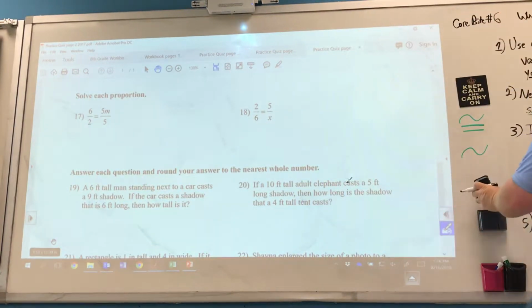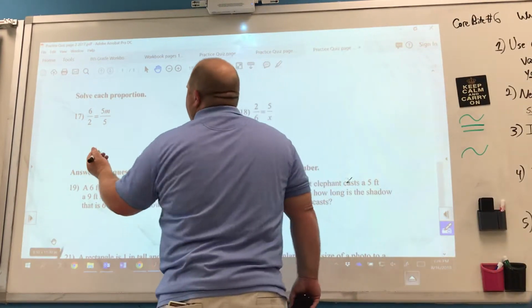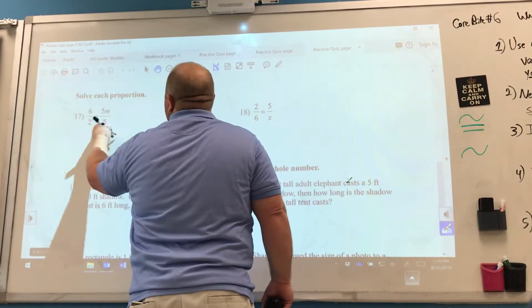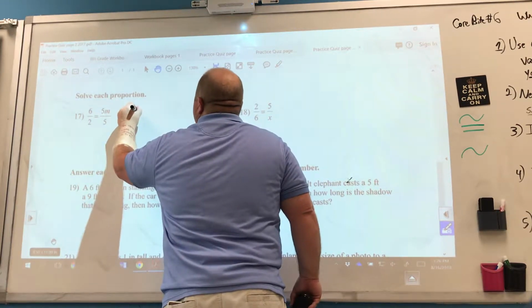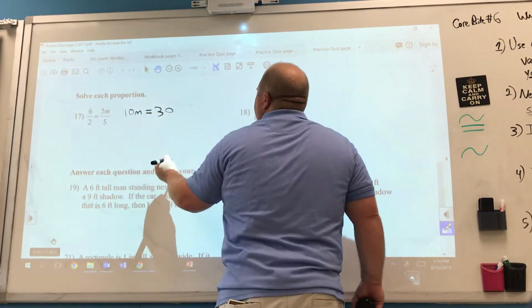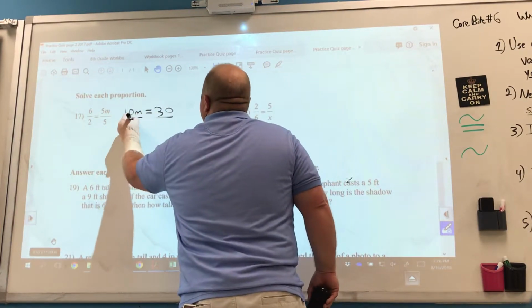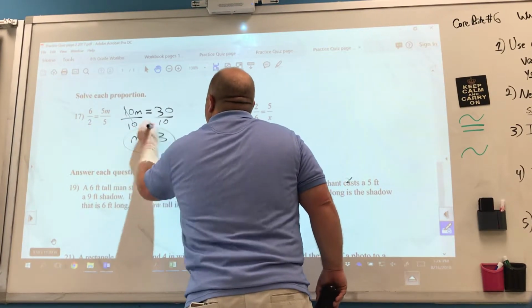Number 17. Solve each proportion. So these proportions are already set up. I just need to cross multiply and then divide. So 2 times 5m. So a lot of confusion here. 2 times 5 is 10, but they're m, so it's 10m equals 6 times 5, which is 30. Divide both sides by 10, and I get m equals 3.